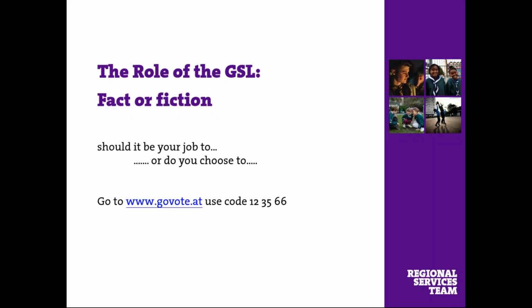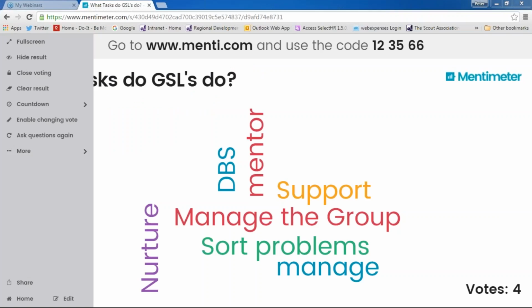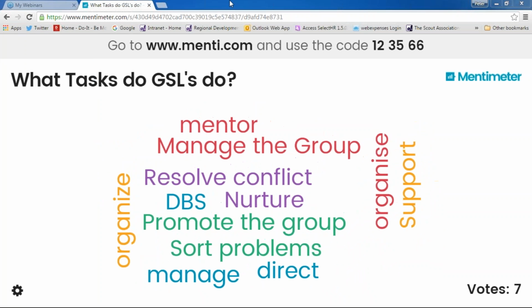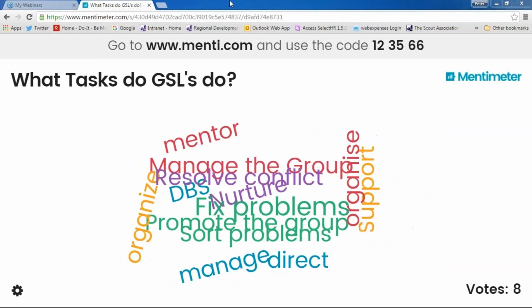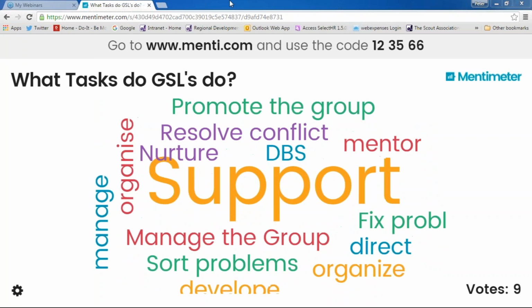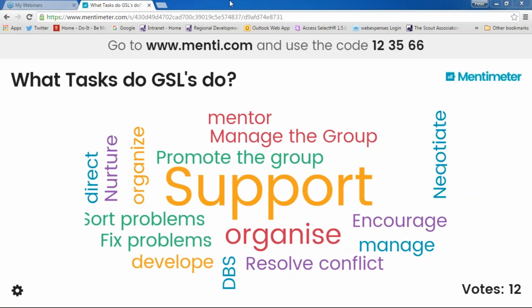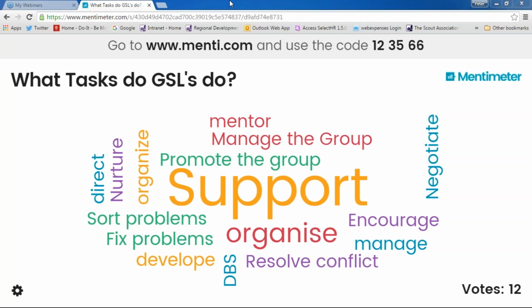I'm going to flick back to that screen now and see, and yes, we've got some results coming in. So hopefully you can see that, and as they come in it will slowly grow. So we've got 7 people who've been competent enough to get onto a webinar and use another browser tab, and as you can see we've got quite a few things coming there. So promote the group, negotiate, DBS management, I'm glad someone has put that in, encourage, resolve conflict, that's a nice one to see there as well. There's always something interesting going on in a Scout group.